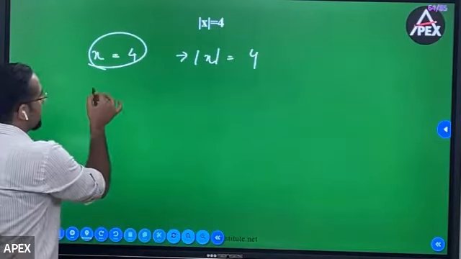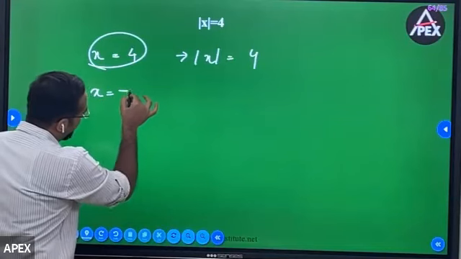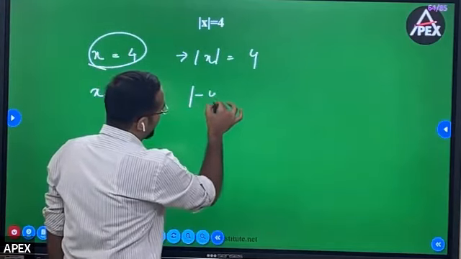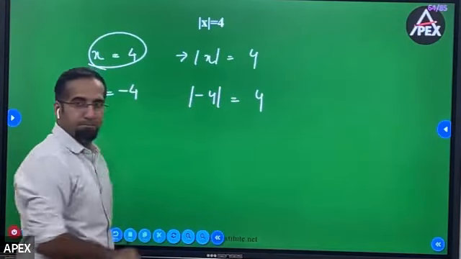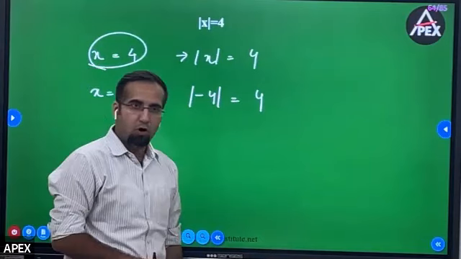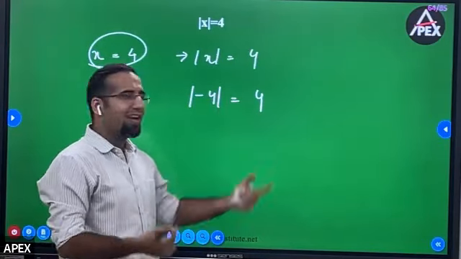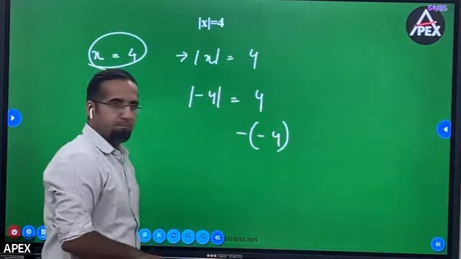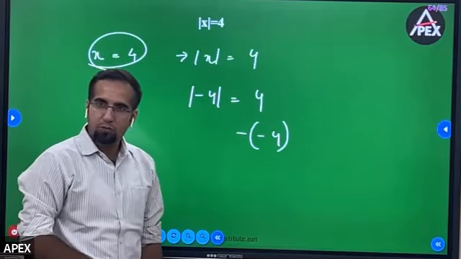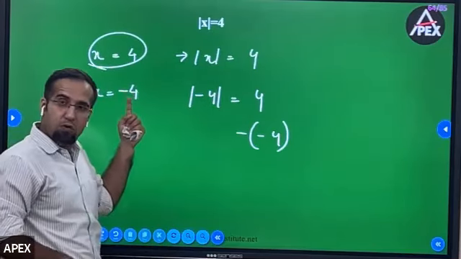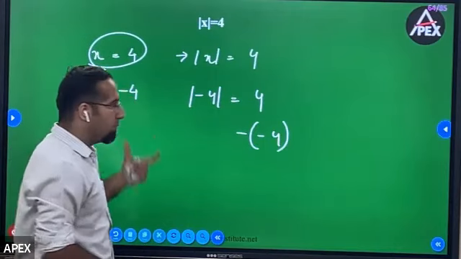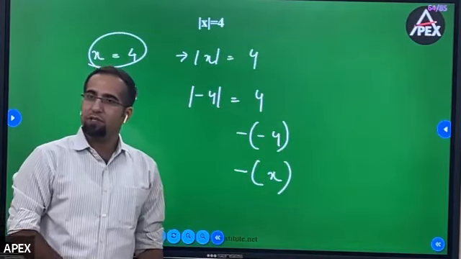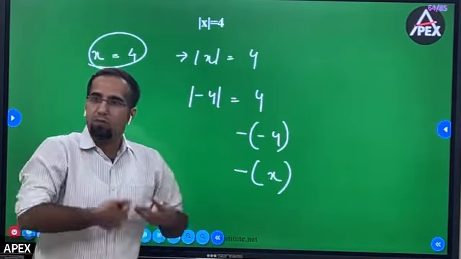Clear? Now, the other value that we always understand is if I input a value of minus 4. So mod of minus 4 we know is equal to 4. Clear? Mod of minus 4 is equal to 4. But how do I get 4? The 4 is nothing but minus into minus 4. So in this case, I know the value of x is equal to minus 4. If the value of x is equal to minus 4, can I say the output is minus of x?